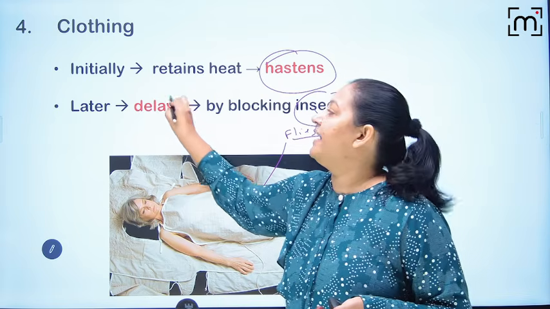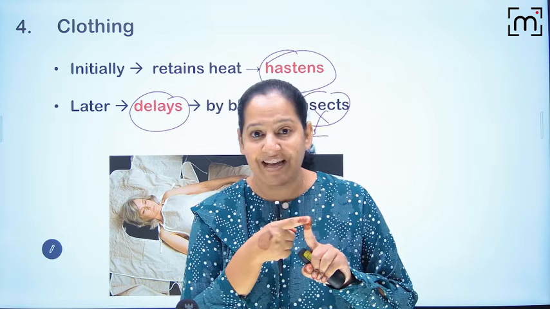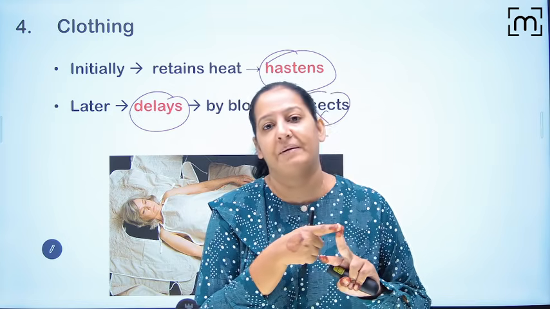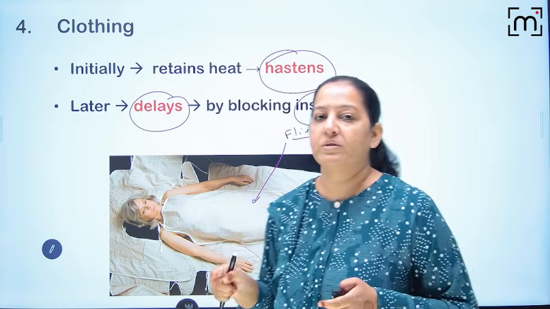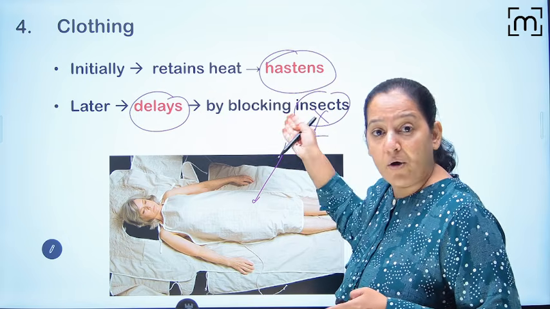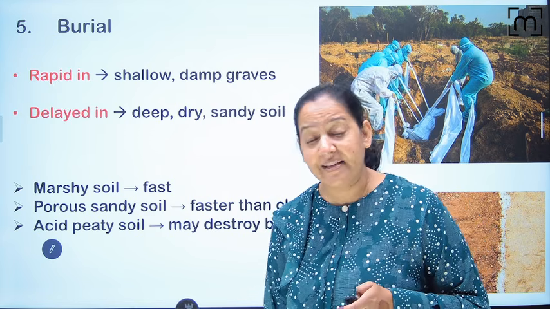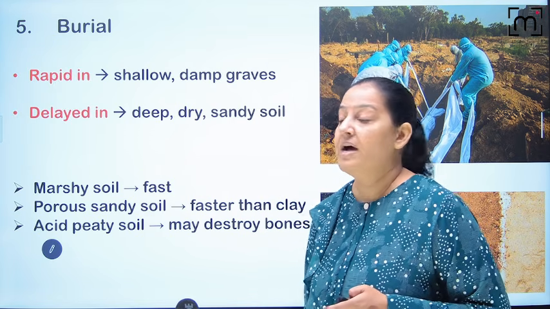So later on it delays putrefaction, because putrefaction is due to 2 things. First, it is due to bacterial enzymes. Later, it is due to enzymes secreted by the maggots. Got it? So clothing can hasten putrefaction initially because it provides heat. Later on it delays because it blocks the entry of insects. On a naked dead body, insect entry is easy. Okay, the next is burial.